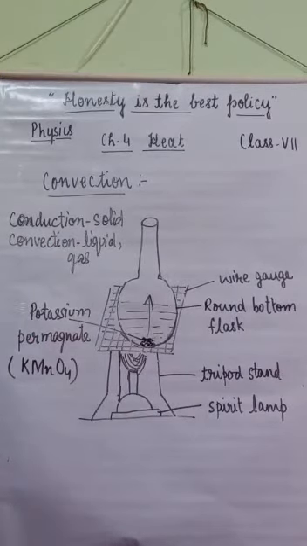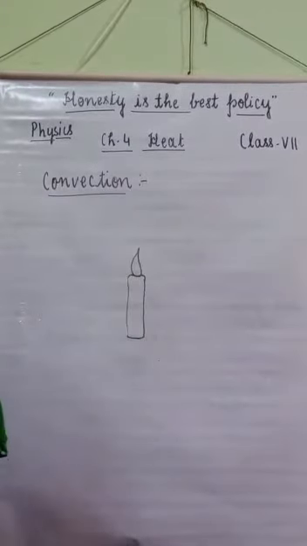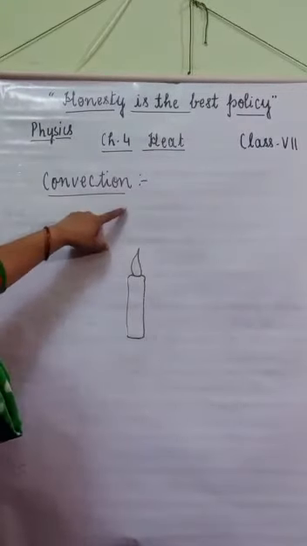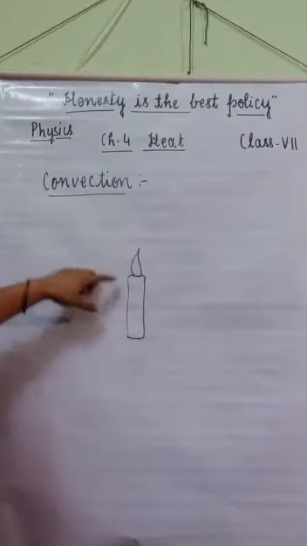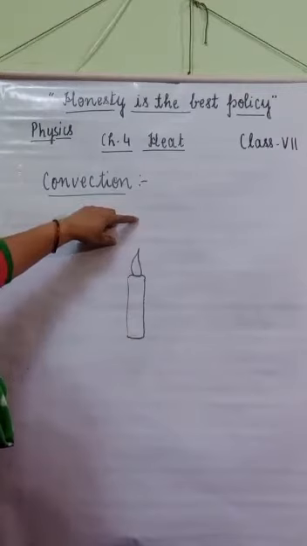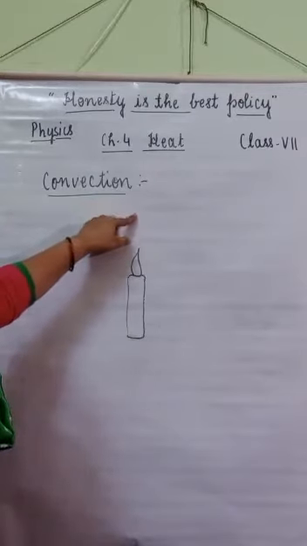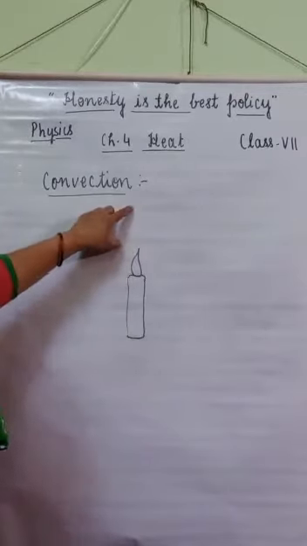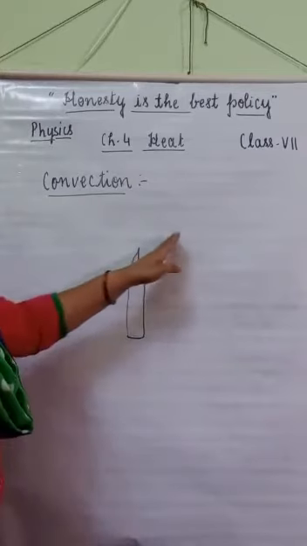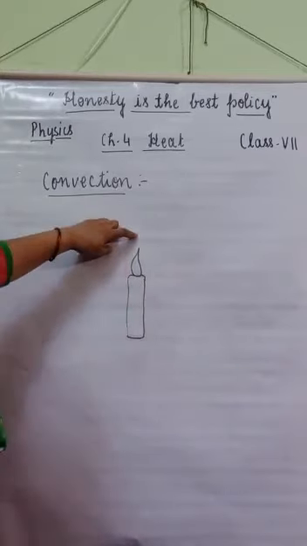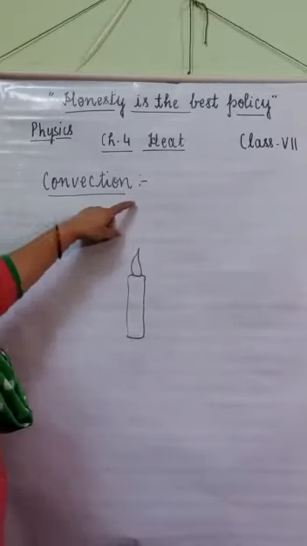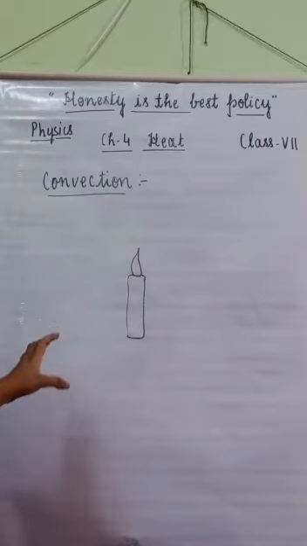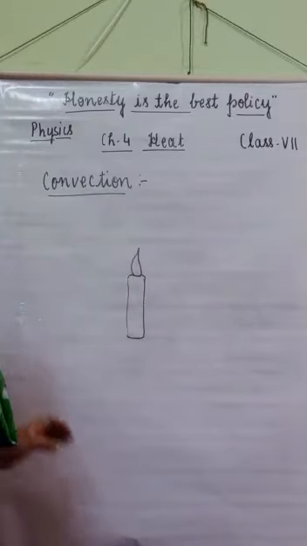Now, how does heat travel in air? To show how heat travels in air, we have taken a burning candle. The air above the top of the candle becomes hot and it rises up, and air from the sides comes into this position, and it also becomes hot and it rises up. In this way the whole air becomes hot.